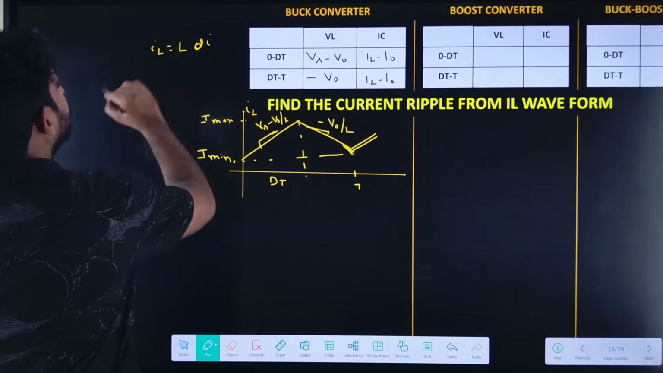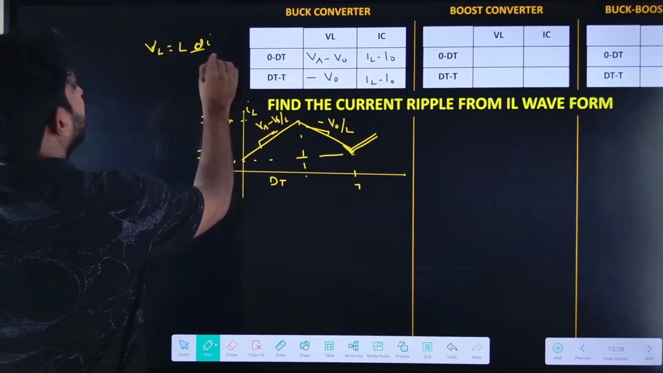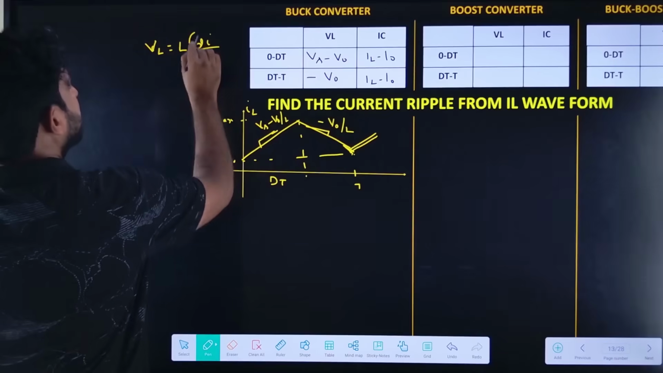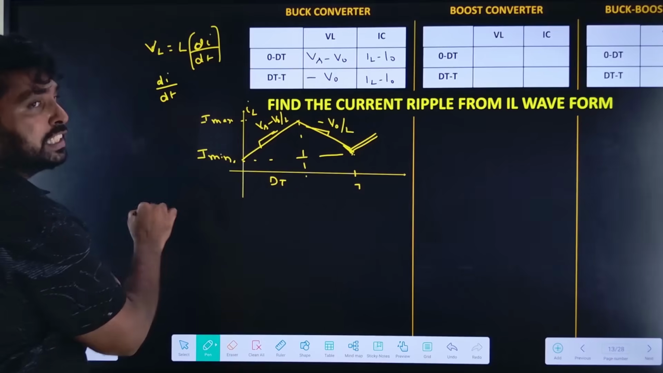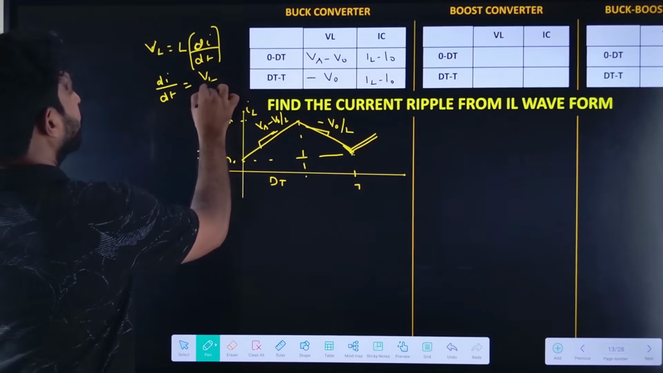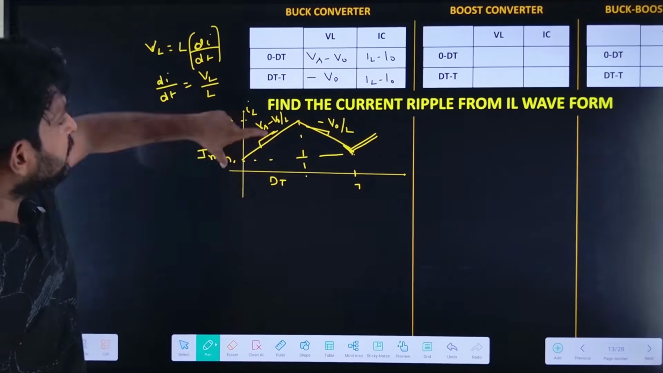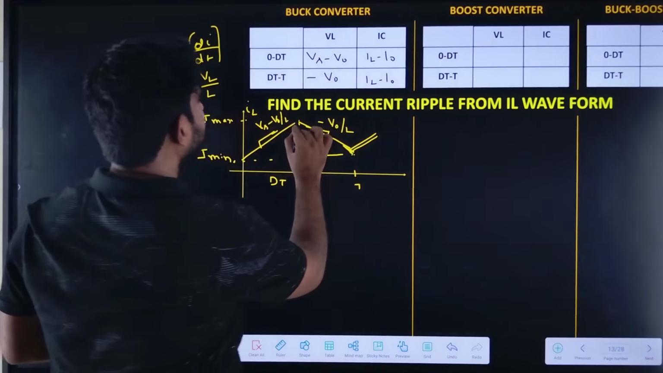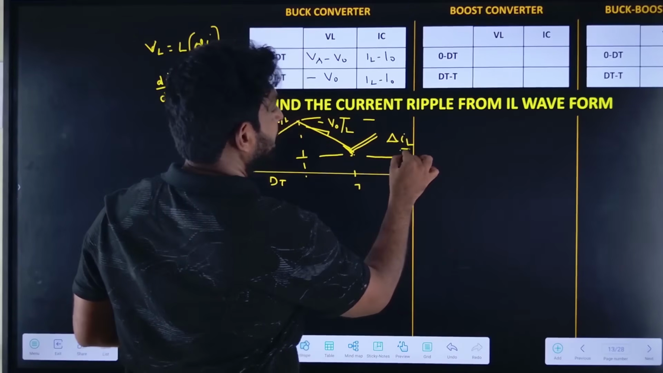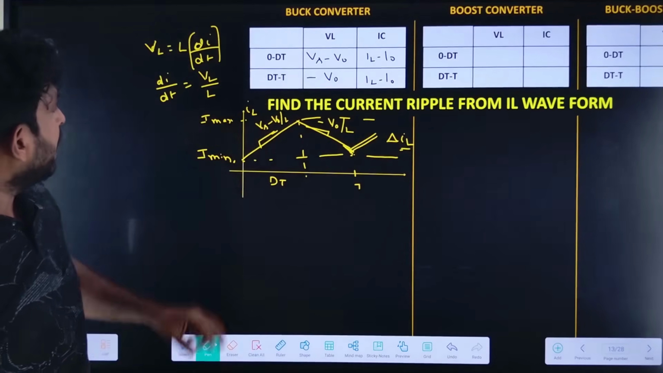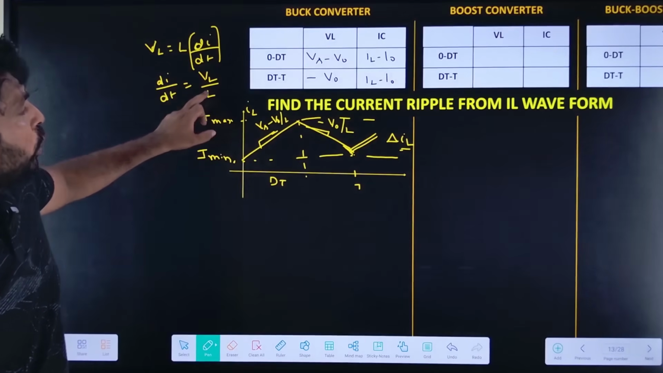So VL equal to L dI by dt. Right? So dI by dt equal to, what is the slope? VL by L. dI by dt is the slope, that is delta I. We need to find this one, delta IL, which is the current ripple. So from this, dI by dt equal to VL by L.